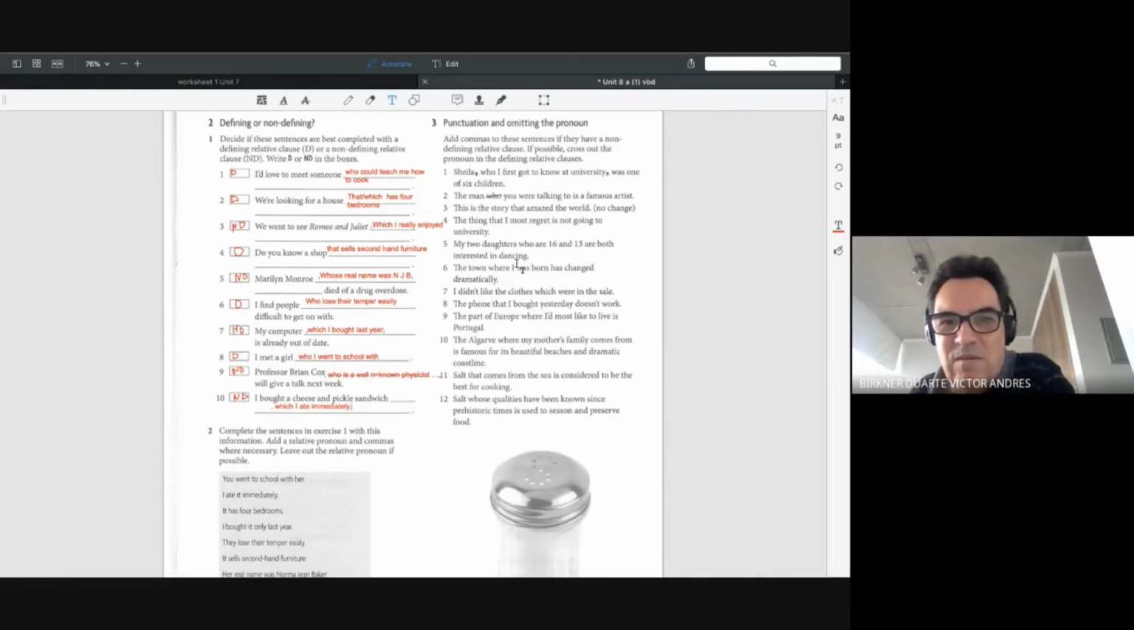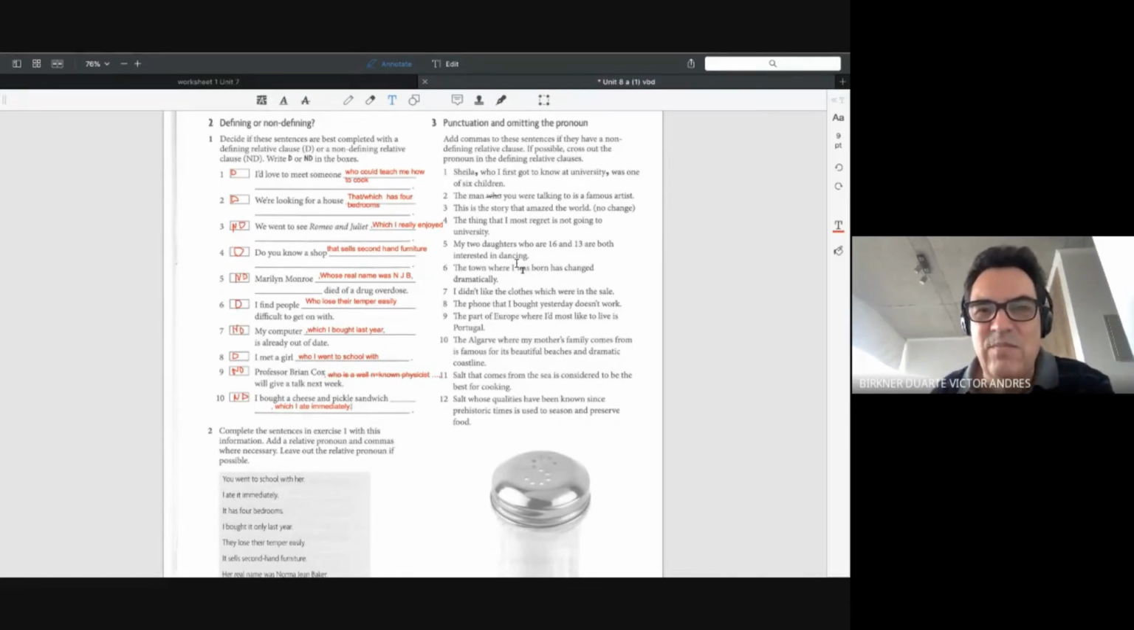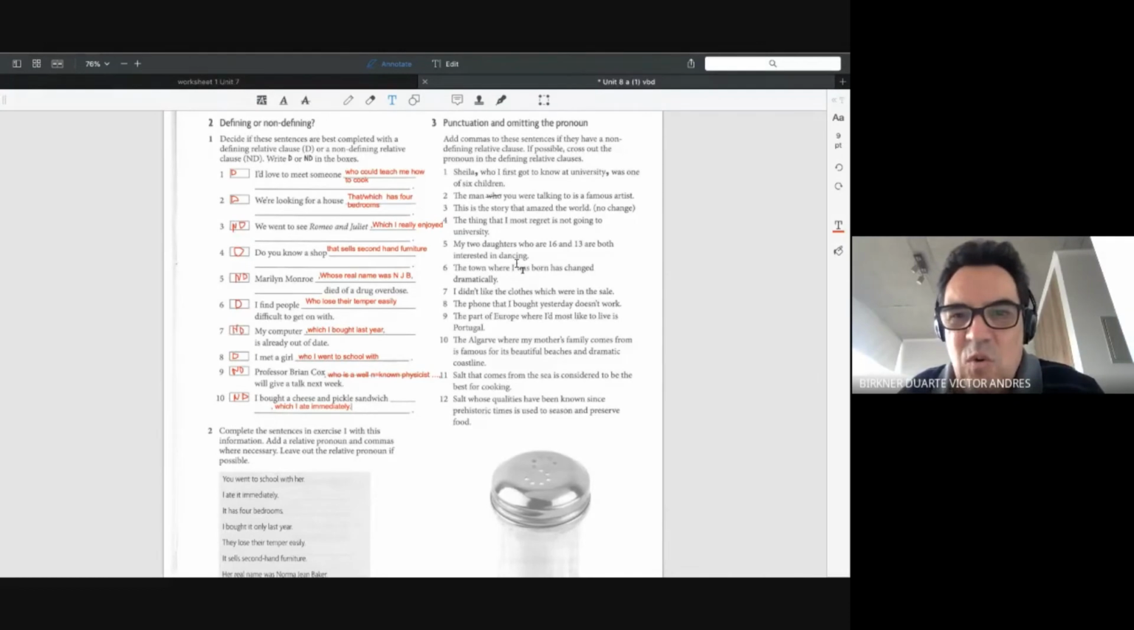Punctuation and omitting the pronoun. Sometimes we can omit the pronoun and sometimes we have to use the pronoun. For example, Shayla, who I first got to know at university, was one of 6 children. In the second case, the man who you were talking to is a famous artist. And number 3, it's our turn to start. This is the story that amazed the world. There is no change. Okay, so now it's our time. The thing that I most regret is not going to university.